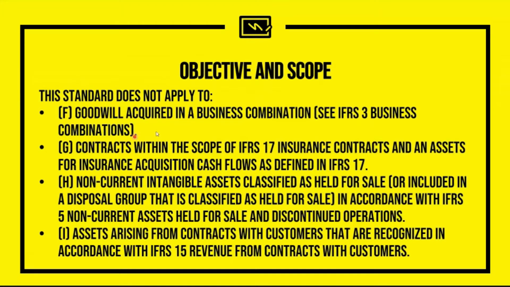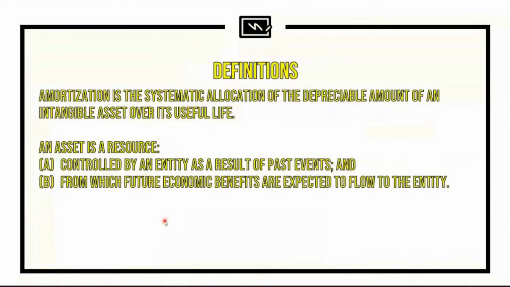We also have goodwill acquired in a business combination because it is covered by IFRS 3. Contracts within the scope of IFRS 17, insurance contracts. We have non-current intangible assets which are held for sale because it is covered by IFRS 5 already. And assets arising from contracts with customers because it is covered by IFRS 15. So basically, all other intangible assets will be covered aside from those specifically stated as excluded from the standard. So with that, let us proceed already with our definition.